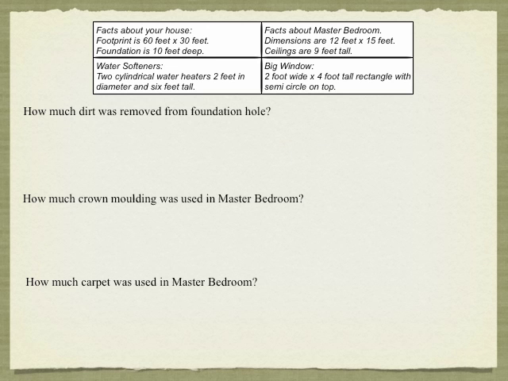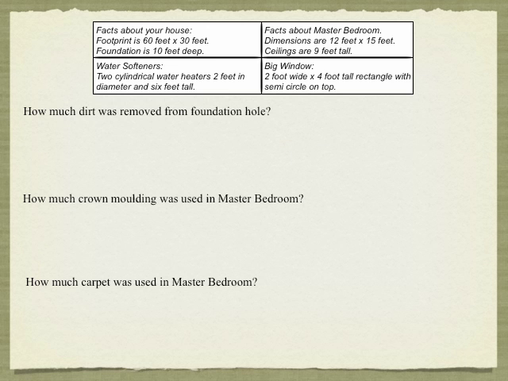Let's say that the footprint of the house is 60 feet by 30 feet, and the foundation is 10 feet deep. We have water softeners. We have 2 of them. They're cylinders. The master bedroom, we'll say, is 12 feet by 15 feet, and the ceilings are 9 feet tall. And then we have a big window in the front that's 2 feet wide and 4 feet tall, and it has a semicircle on top. We'll draw a picture of that later.